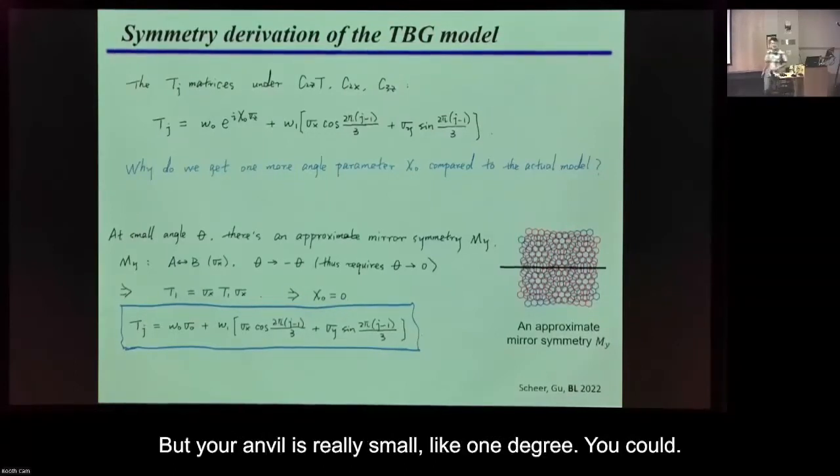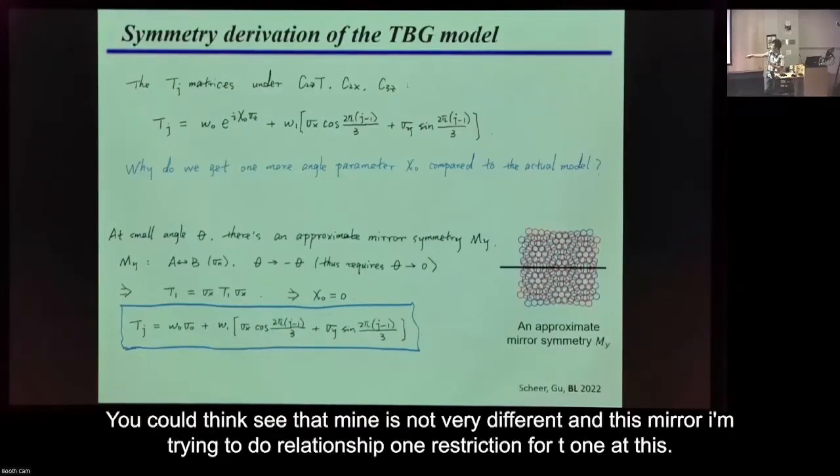So in general, you don't have this MY symmetry. But if your angle is really small, like 1 degree, you could think theta and minus theta are not very different. So you have this approximate mirror symmetry. And this mirror symmetry, if you do the same analysis, gives you a restriction for T1 like this. If you plug this in up here, you find chi zero has to be zero. So that's how you derive it just by the model without knowing all the details.